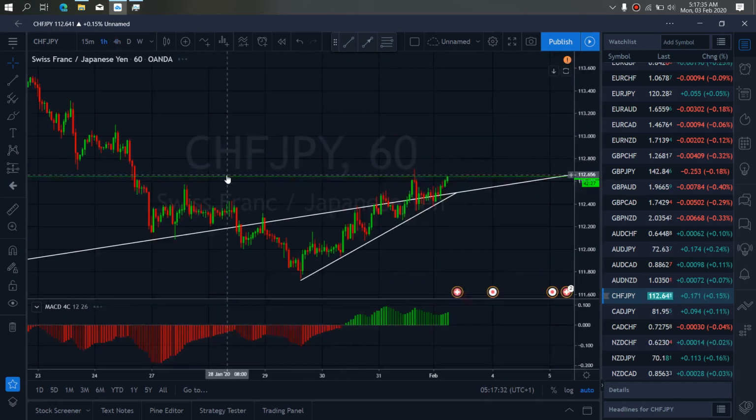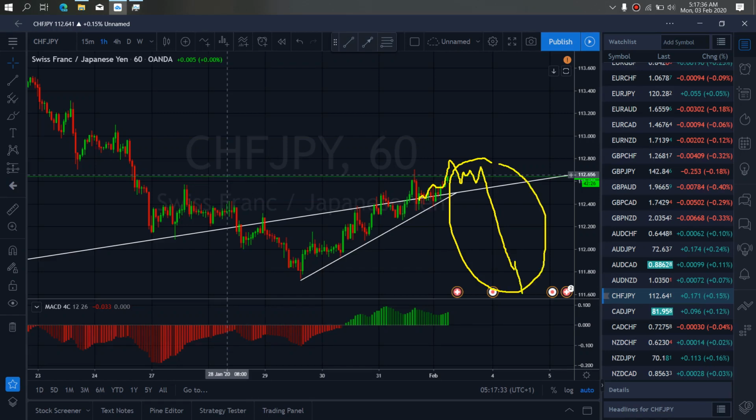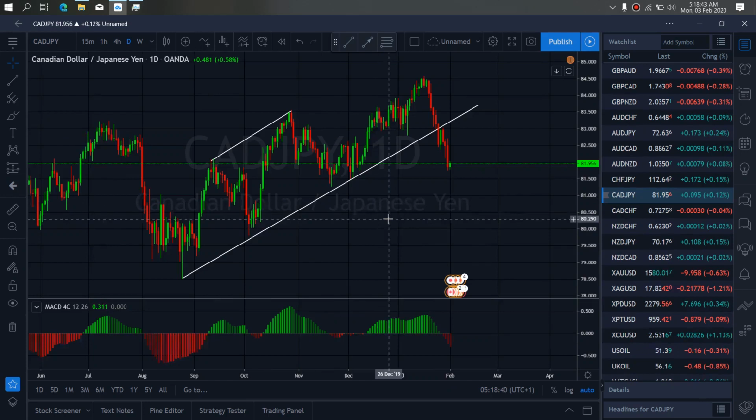So if we zoom to the 1-hour time frame, we want to watch to see if this can retest this top and then give us that drop we're interested in to the downside. So we want to watch out first for this B wave to tag the low and then the C wave to start back up.